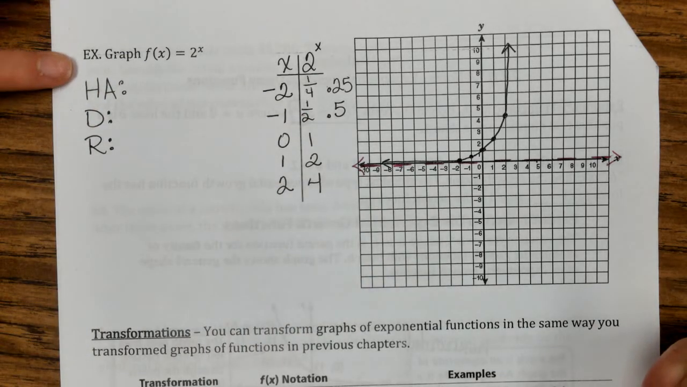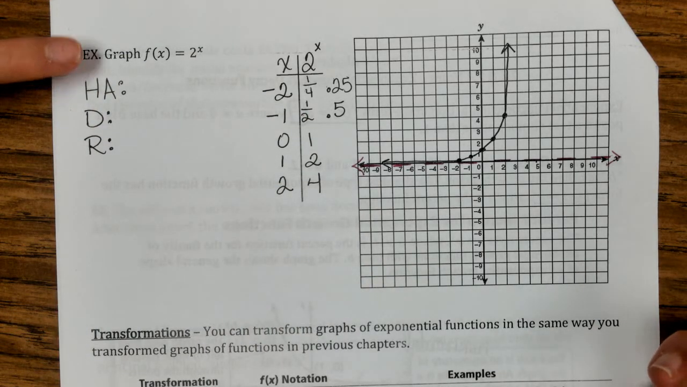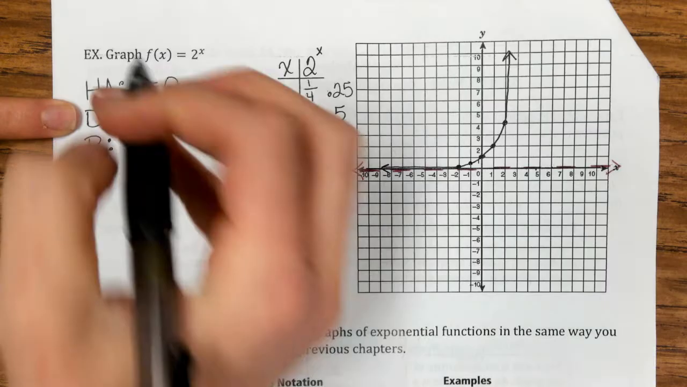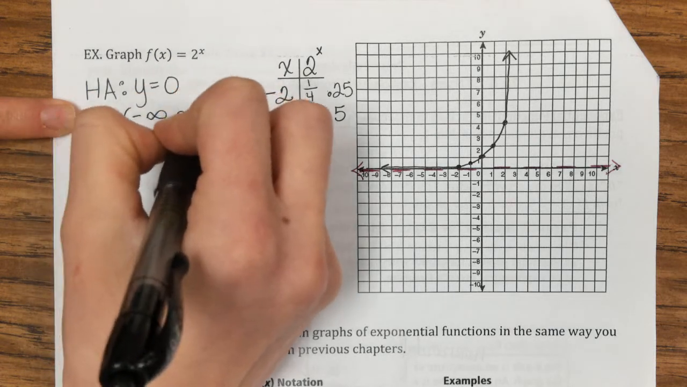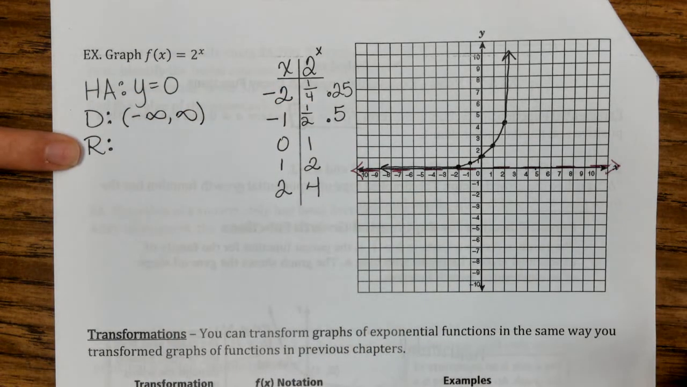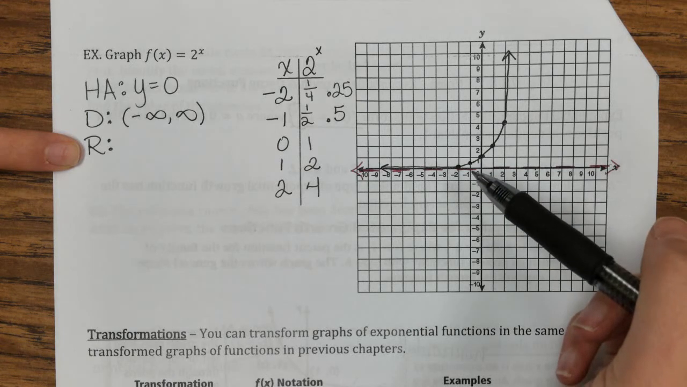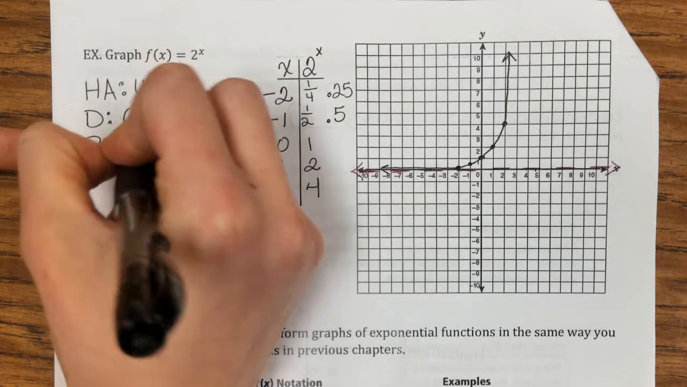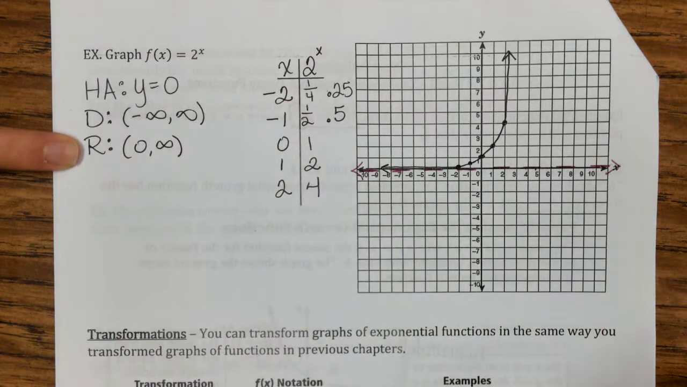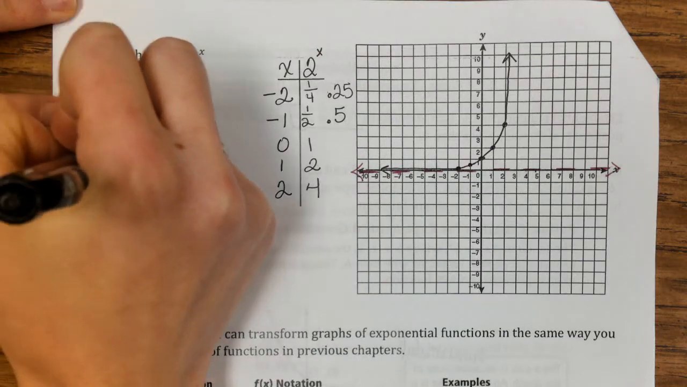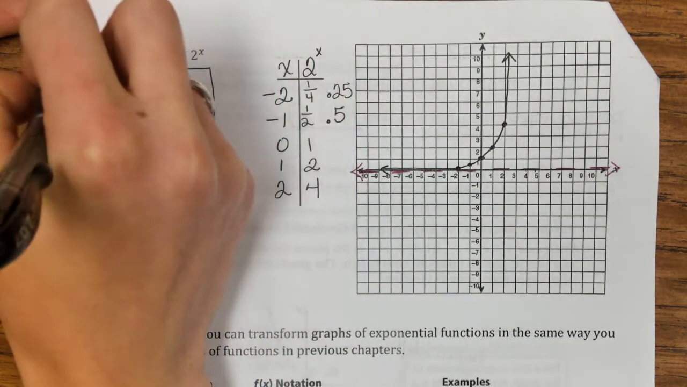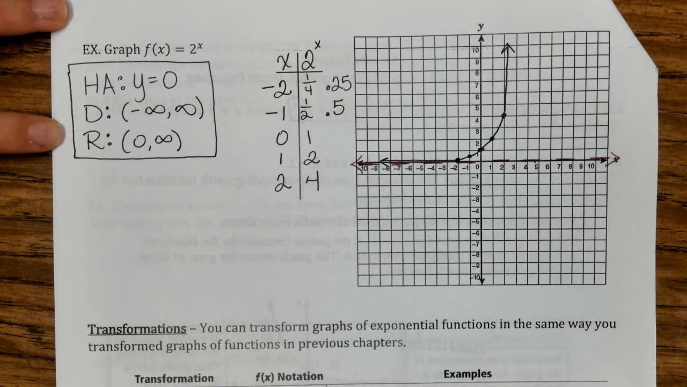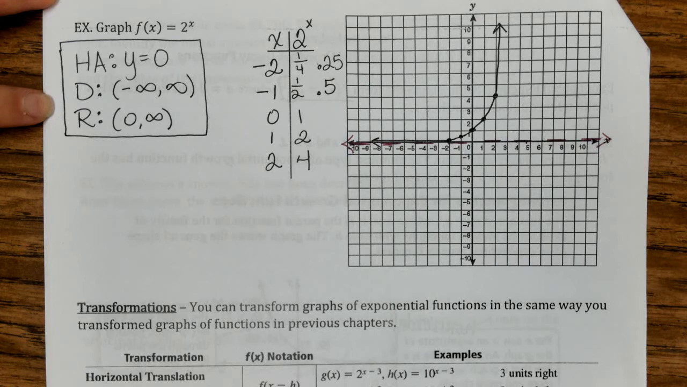So for an exponential function, you have to graph your asymptote. So my asymptote here we said was y equals 0. My domain is going to go from negative infinity to infinity. My range, I'm going from 0 up to positive infinity. And that's all I need to do for that. I didn't have any transformations there. Y'all good with that?